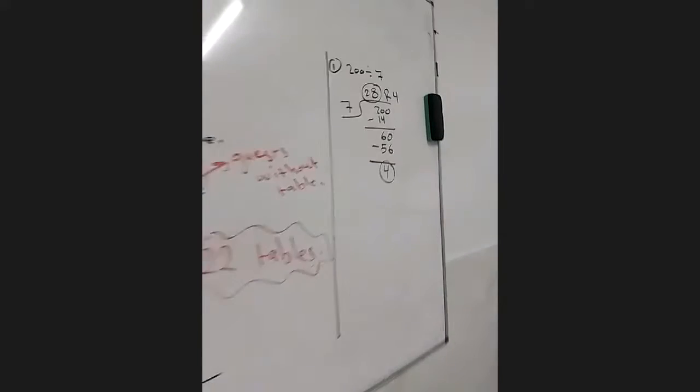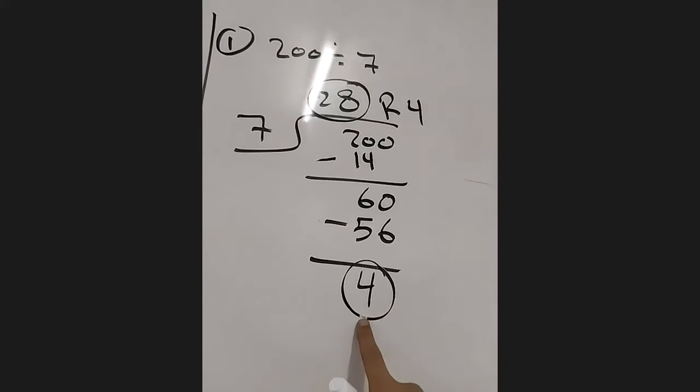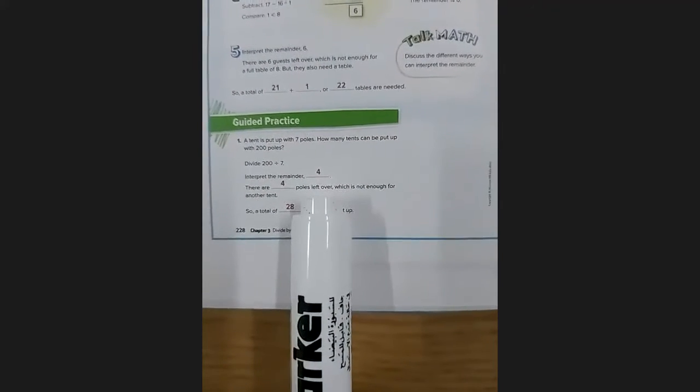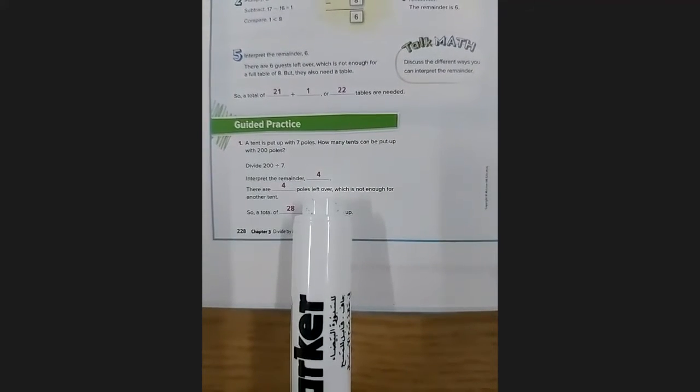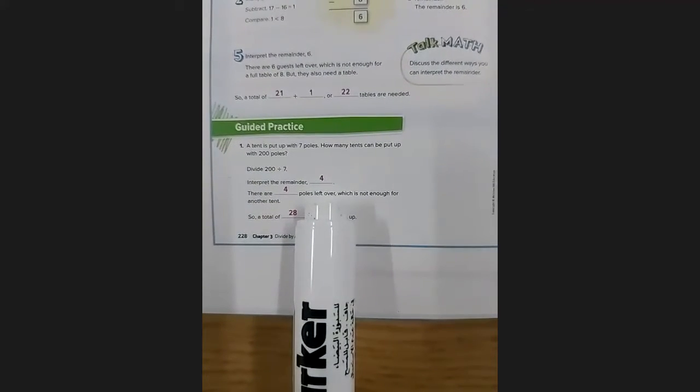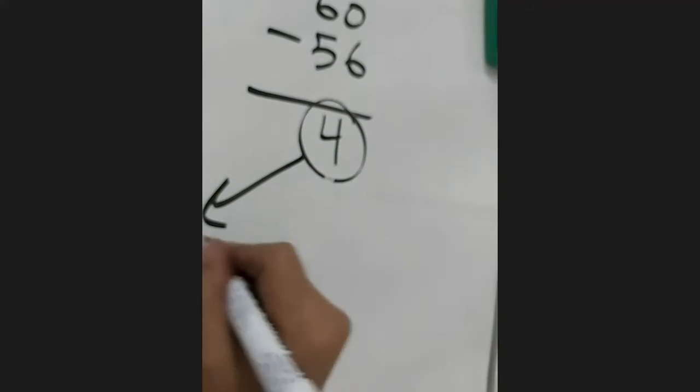Let's see the question again here. Let's read. Interpret the remainder. What's the remainder we have? 4. So write 4 in the first space here. Now, there are 4 poles left over. This means 4 left over. The remainder is left over.